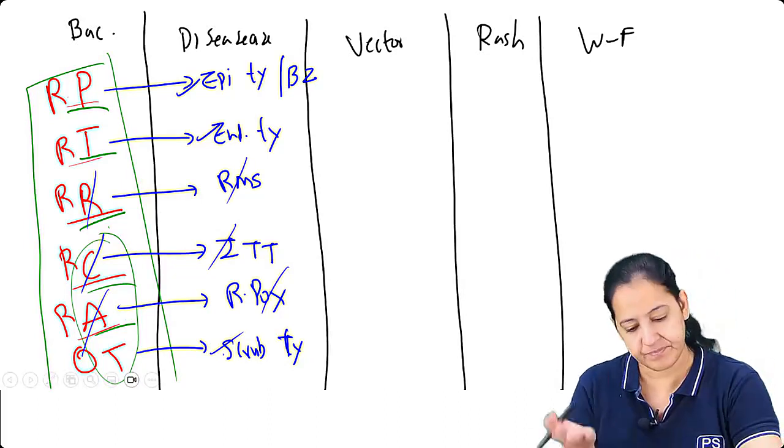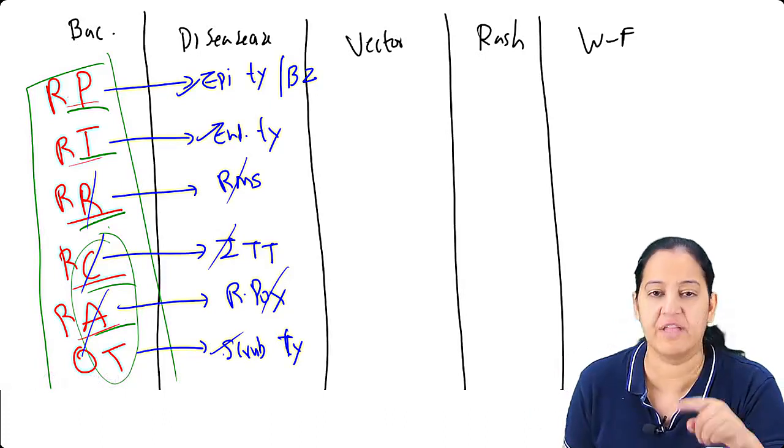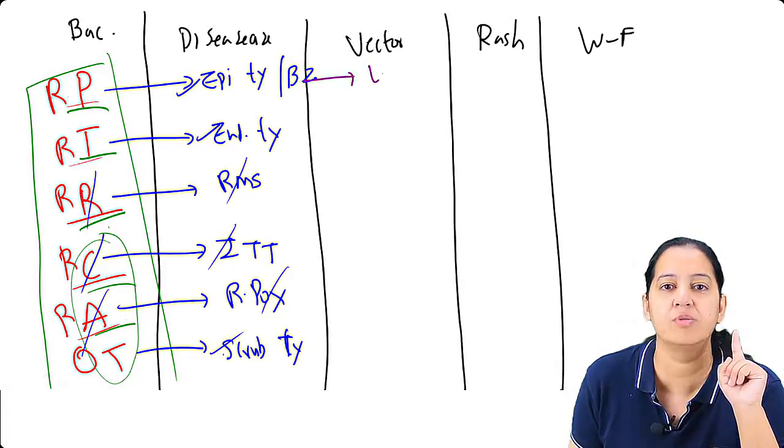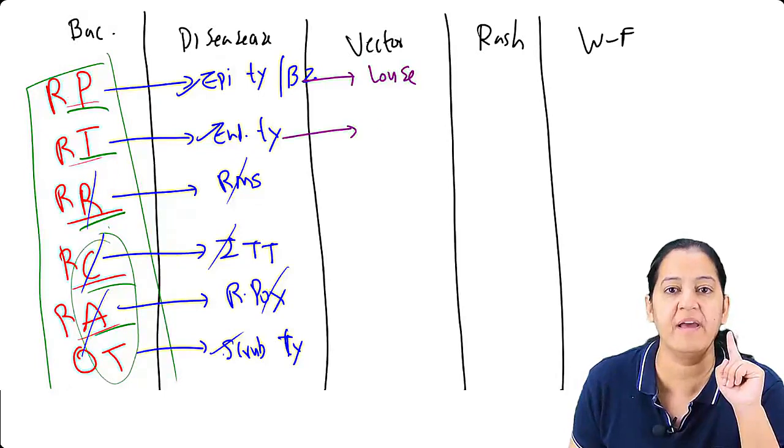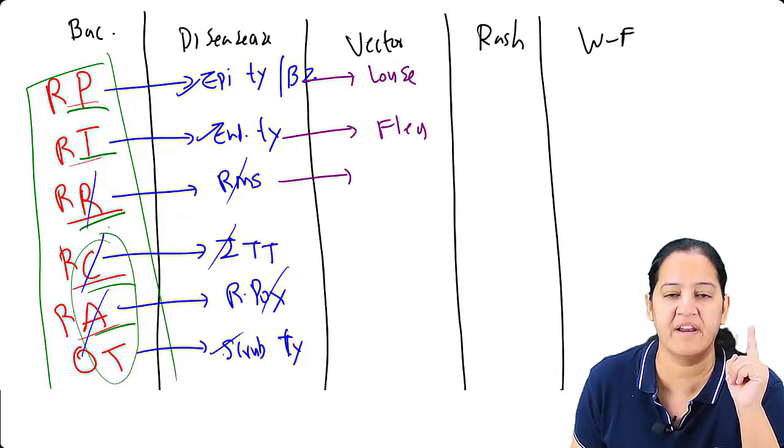Please learn. Tell me the vectors in each of them. Who will tell me? Here the vector is louse. Here the vector is flea. Here the vector is tick.